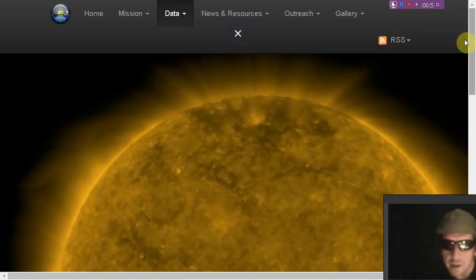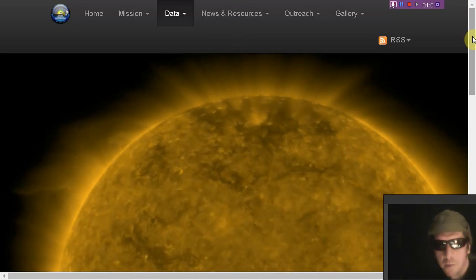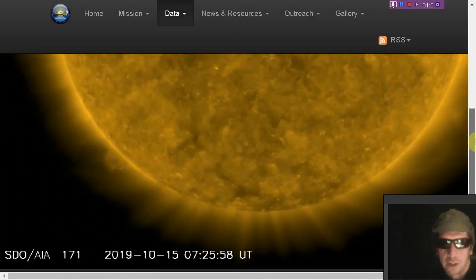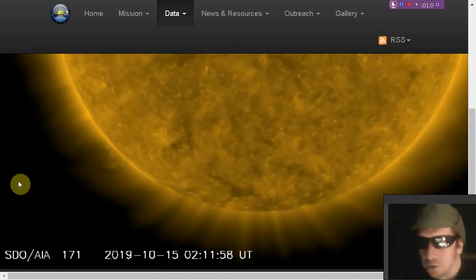And here's that area in 171 angstroms. Could be a coronal mass ejection. We'll be looking at it momentarily. But first, we're going to look at some deep cosmology stuff, as we're doing it backwards.